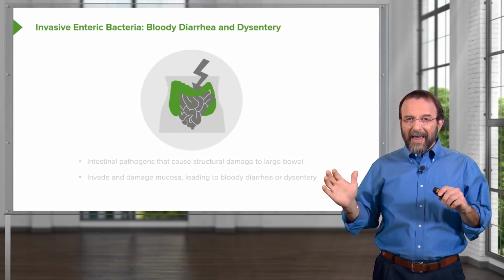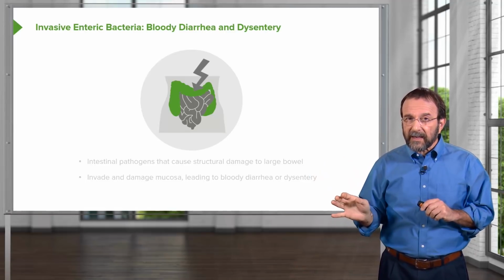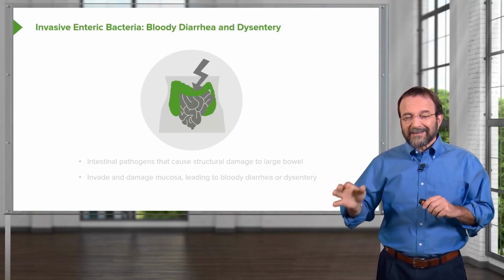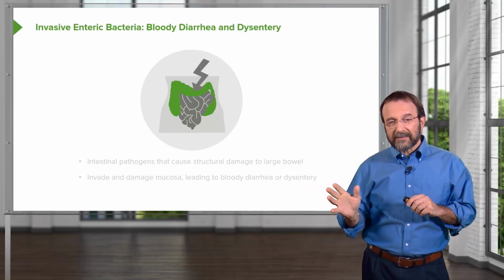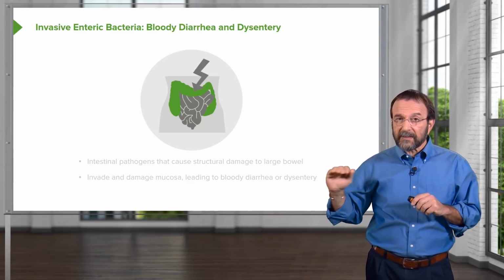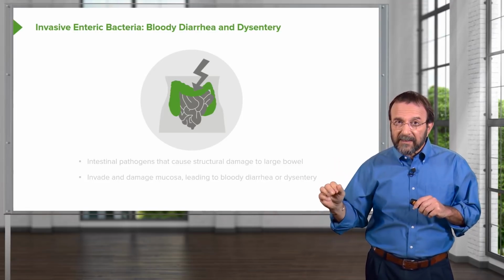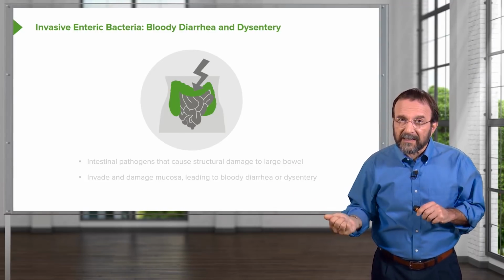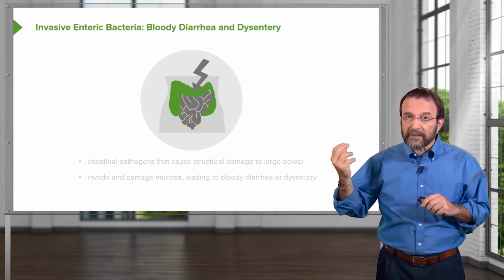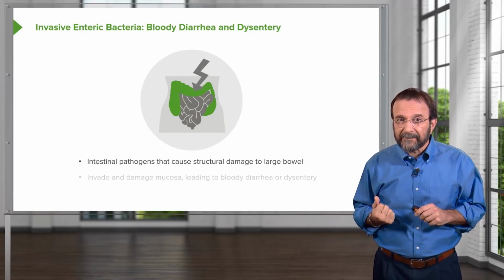Okay, so those bacteria, the Vibrio and the various strains of E. coli, cause watery, non-invasive diarrhea. Let's now turn to enteric bacteria that are invasive. They go beyond the surface of the epithelial cells. They invade the submucosa and they become systemic. And they also cause bloody diarrhea, which is also known as dysentery. So when you have blood in your diarrhea, it's no longer watery diarrhea, it is dysentery.